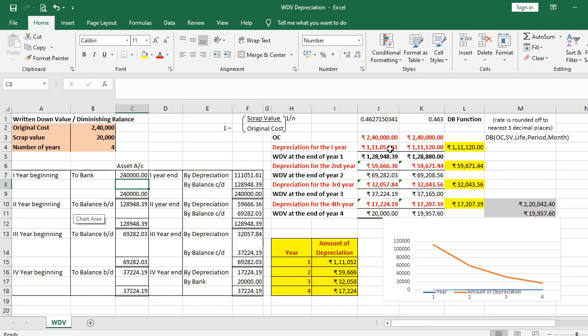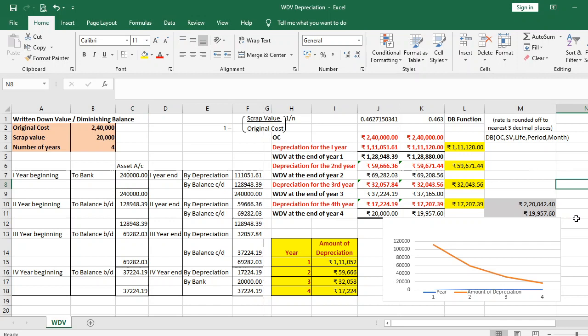Now depreciation 1,11,051.61 for the first year. Then this is the balance brought down. For the second year, the depreciation is 59,666.36. For the third year, it is 32,057.84. And for the fourth year, 17,224.14. Ultimately, there is a balance of rupees 20,000, which is the scrap value. So by selling it, they get the money. So by bank, this is how the asset account gets closed.